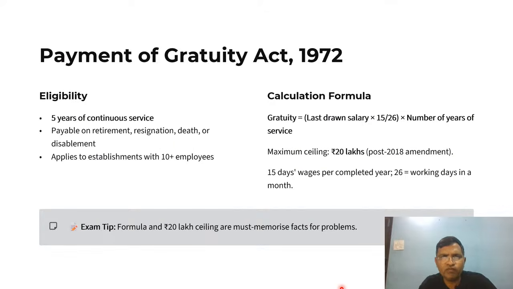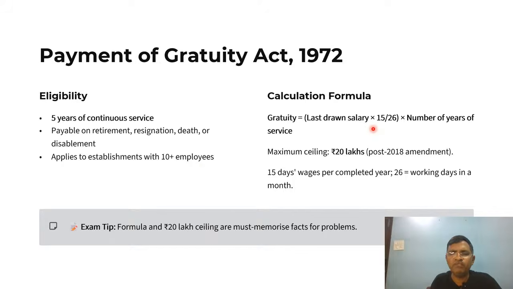Okay, the Payment of Gratuity Act 1972. What is the eligibility? 5 years of continuous service should be there, payable on retirement, resignation, death, or disablement. It is applicable to establishments with 10 plus employees. So you have to remember the Payment of Gratuity Act: 5 years of continuous service, amount payable on retirement, resignation, death, or even disability, applicable for establishments with 10 plus employees.